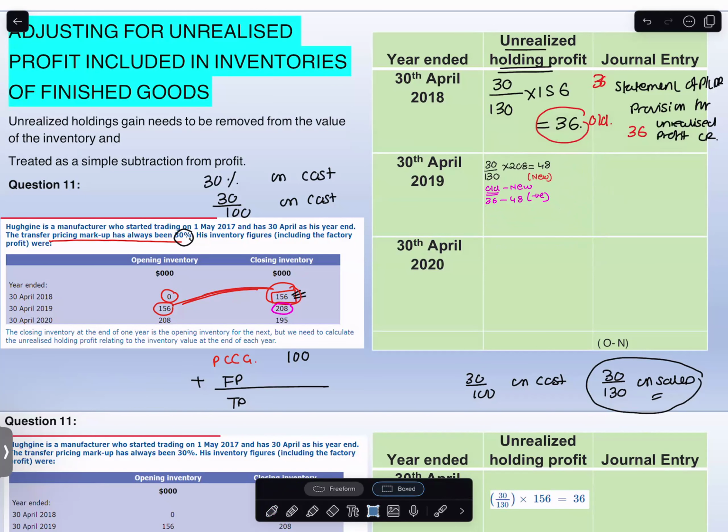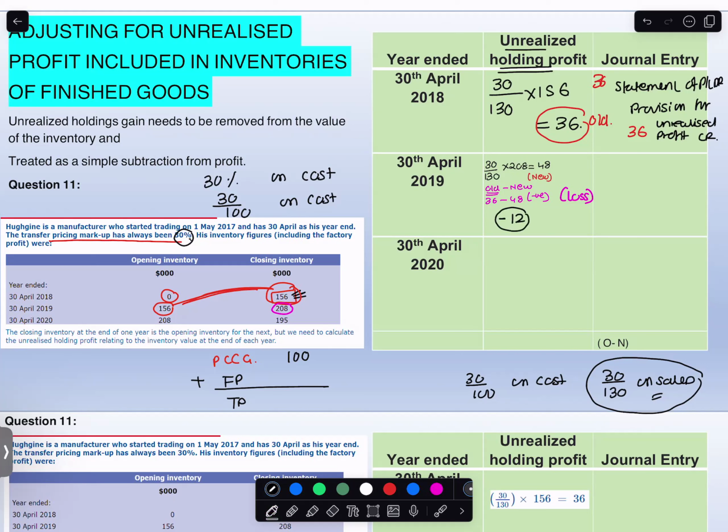That means it is a loss for you. You still have to create more. Okay, so if old minus new is negative, that means it is a loss for you. What is the journal entry you will pass? How much is the loss? Minus 12. Yes, 12.